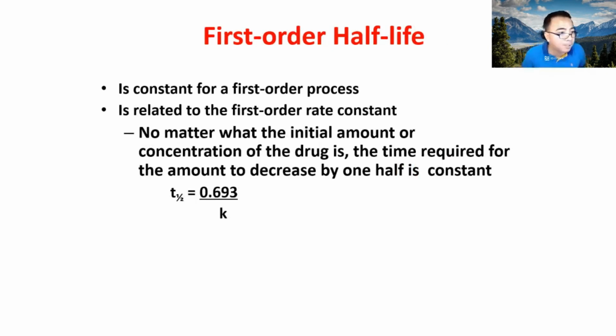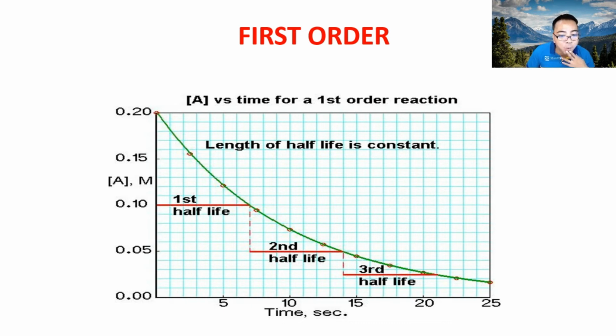So, for a first-order process, class, half-life is consistent. Excuse me. So, it is related to a first-order rate. So, no matter what the initial amount is, okay, the time required for the amount to decrease by 1/2 is constant. And the formula, class, is 0.693 divided by your k. So, here's an example, class, of a graph showing to us, okay, half-life. Okay? So, here, class, again, let's try this one. Let's compute, class, for the half-life of this one. Okay, although right now, I know, class, that my half-life is 7 hours. Paano ko nalaman yun?